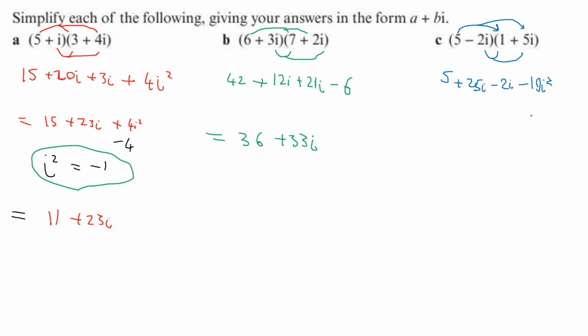But remember, i squared is equal to minus 1. So we can just say that this is 23i, because of course it is. But minus 10i squared is equal to 10, isn't it? So this is the same as 10 plus 5, 15 plus 23i. And so those are your final answers for those 3 questions.